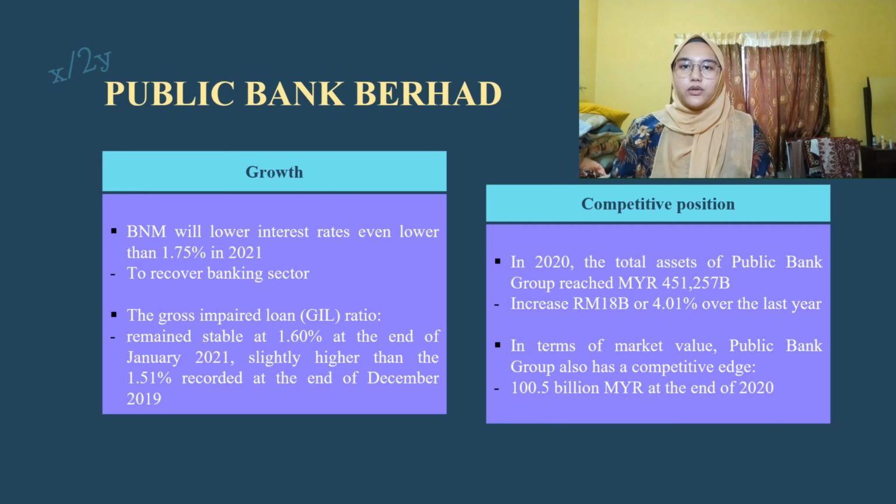As of the end of 2020, the total asset of Public Bank Group reached 451,257 billion, a rise of 18 billion or 4% over the previous fiscal year. The substantial asset growth was mostly due to 4.98% and 1.74% growth in loan and financial investment respectively.